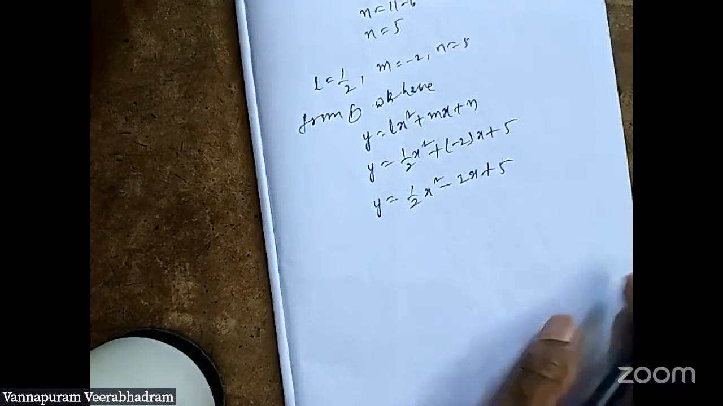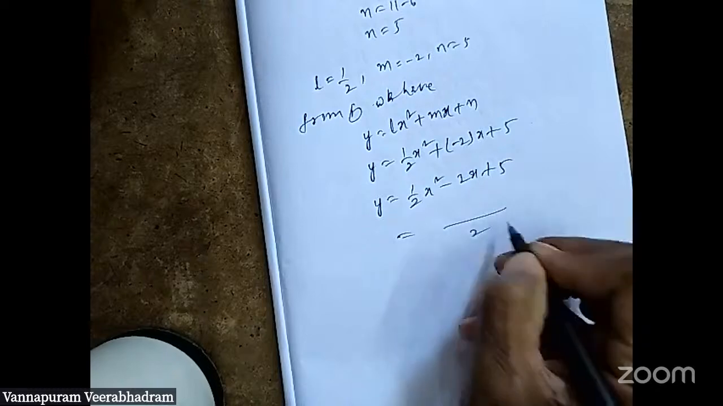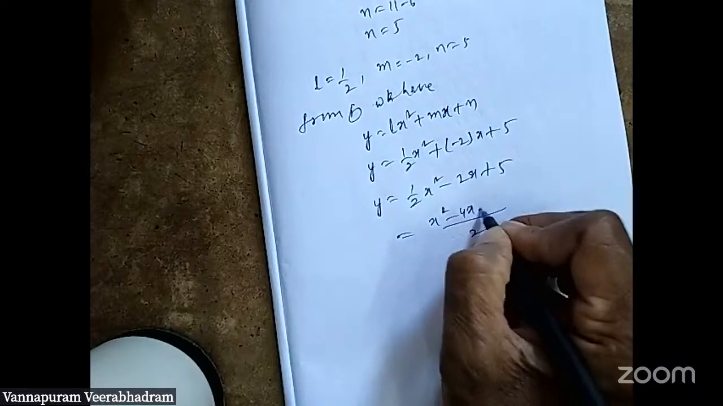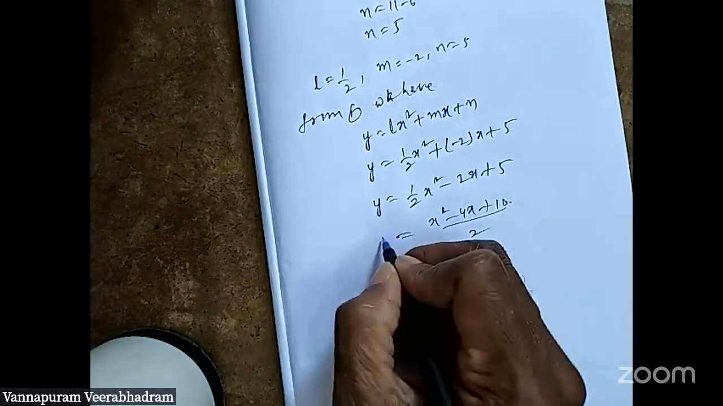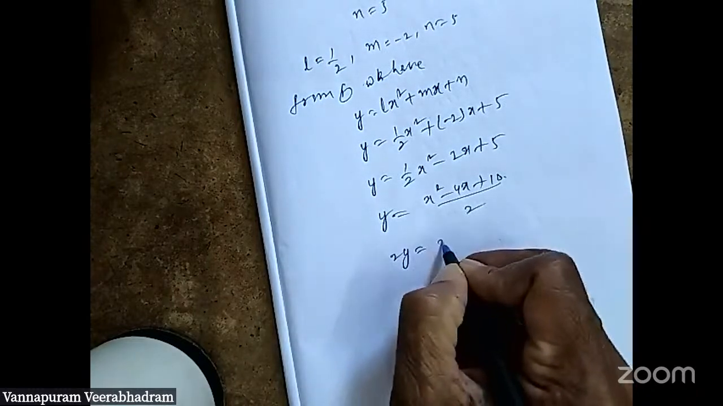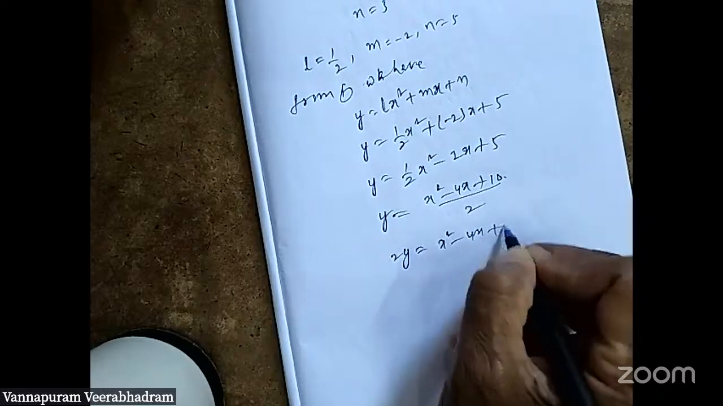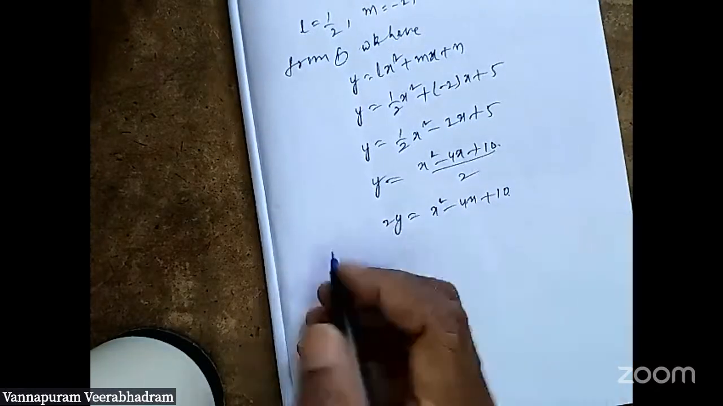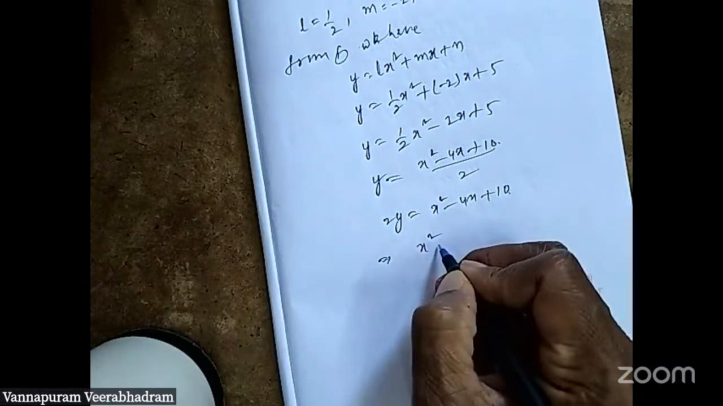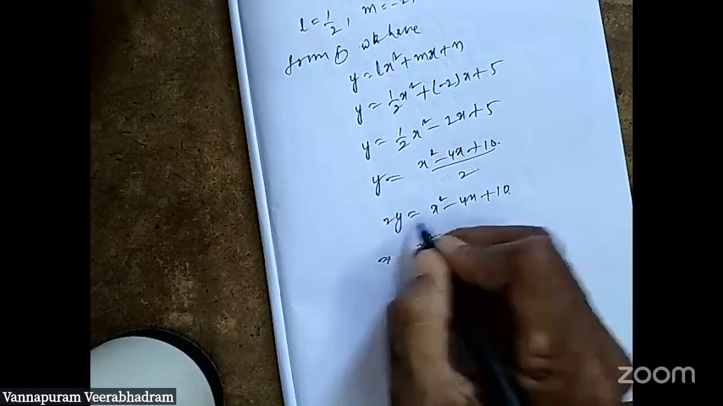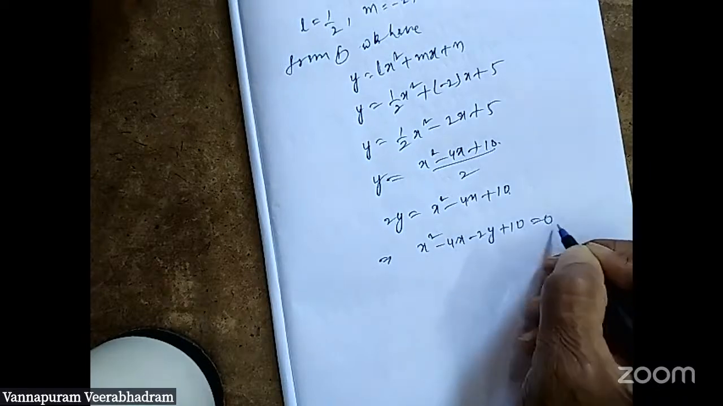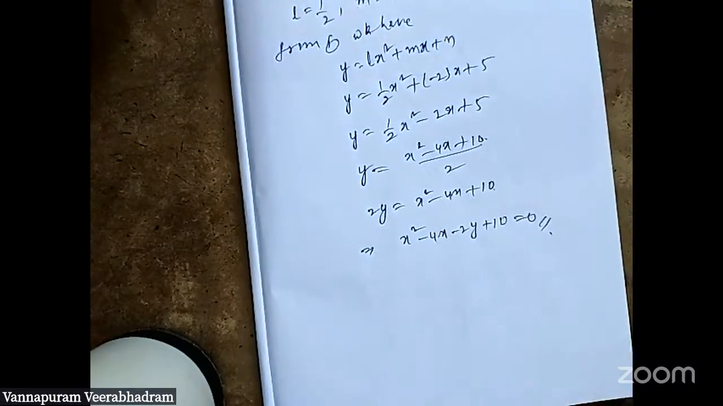Now we can simplify this equation. That is, here we take LCM as 2, x square minus 4x plus 10, which is equals to y. On cross multiply, we get 2y is equals to x square minus 4x plus 10. So we can take all the terms one side, x square minus 4x, take 2y right side and get minus 2y plus 10 equal to 0. So this is the equation of the parabola.